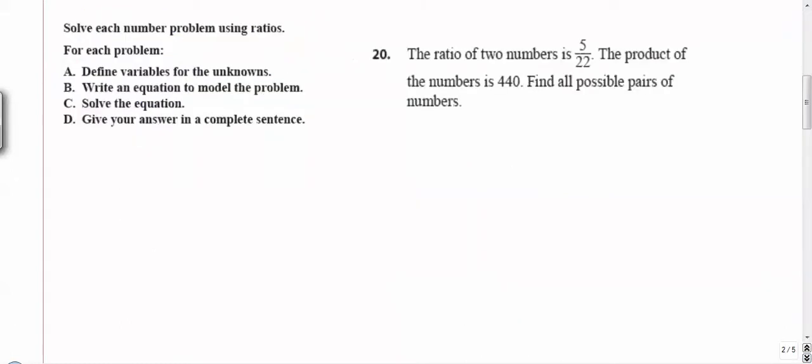For this set of problems, you have to solve, okay, but you're required to define your variables for the unknowns, write an equation, solve the equation, and give your answer in a complete sentence. Problem number 20 says what? The ratio of two numbers is 5 over 22. Okay, the product of the numbers is 440. Find all possible pairs of numbers.